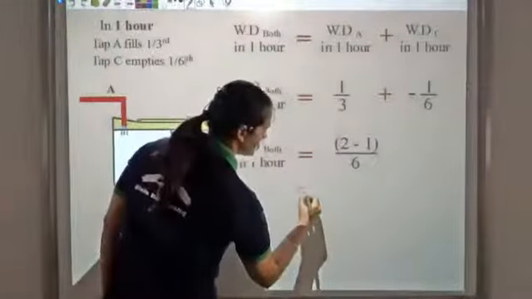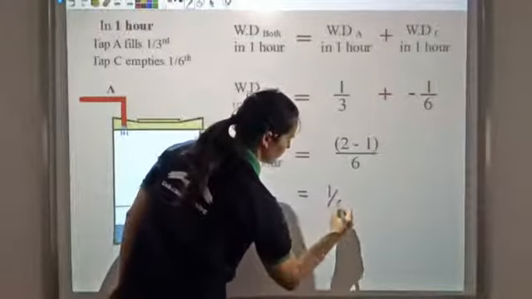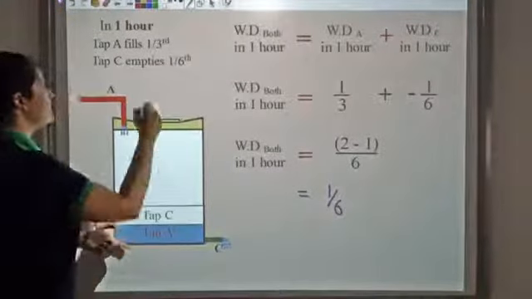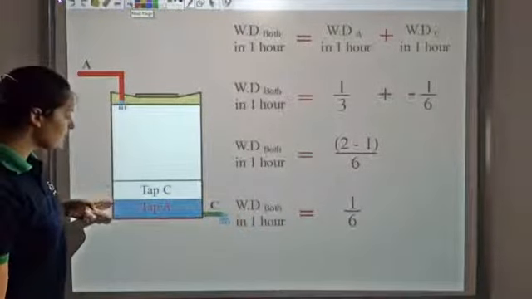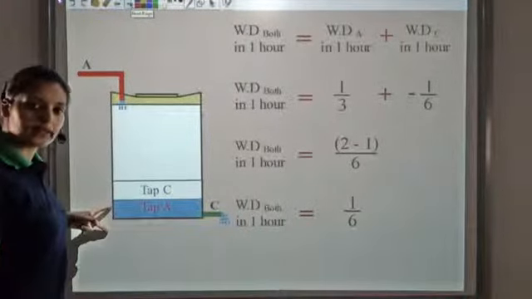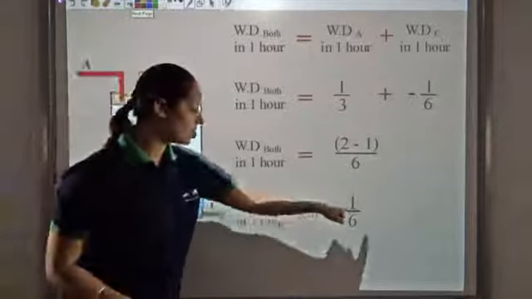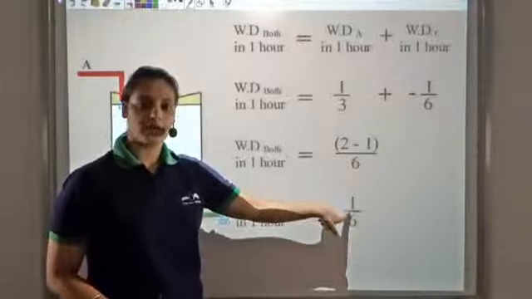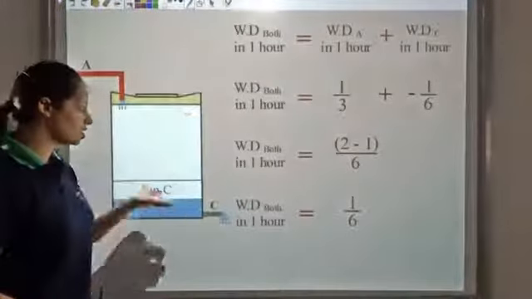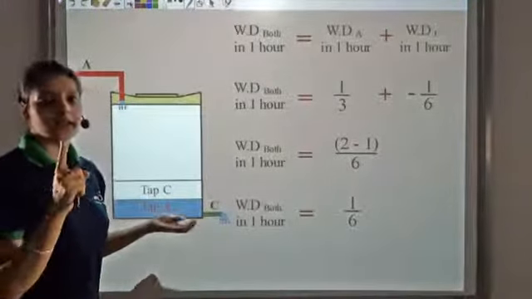So I get 1 by 6. That is, if I divide this full tank into 6 equal parts, work done by both in an hour is 1 out of those 6 equal parts. That is, one portion of those 6 parts would be filled in 1 hour.